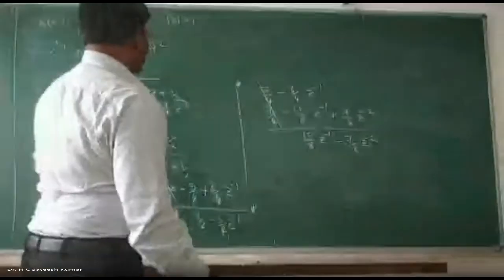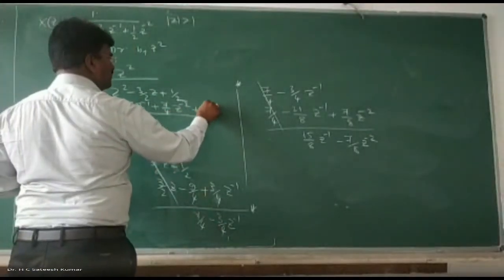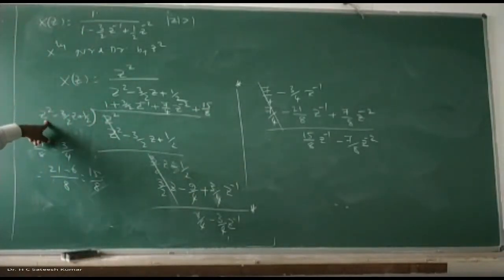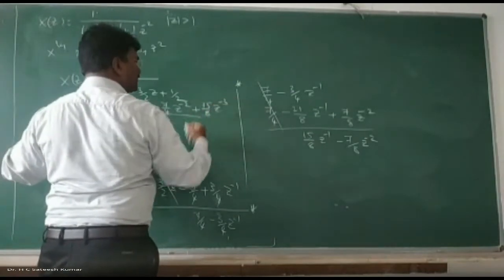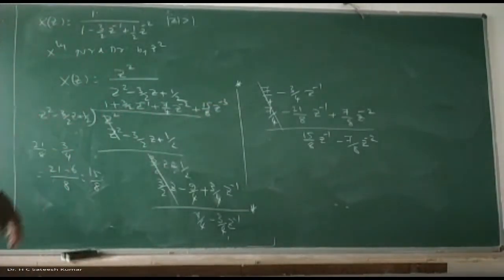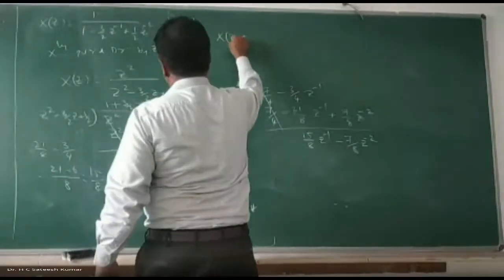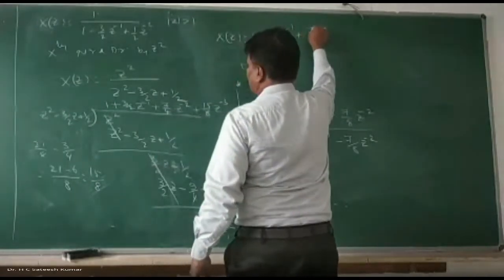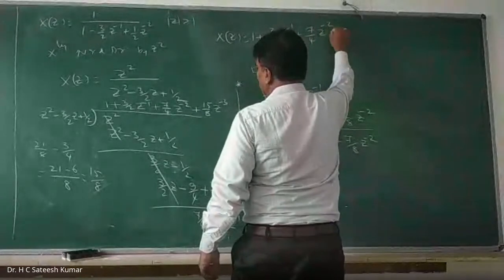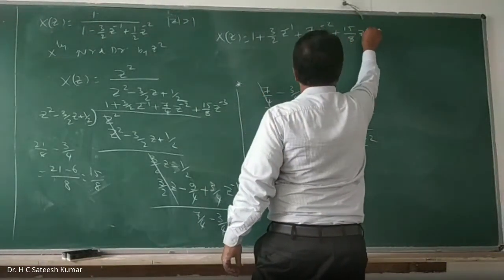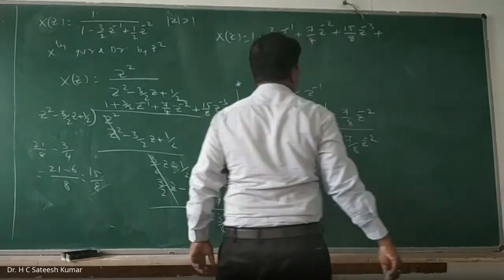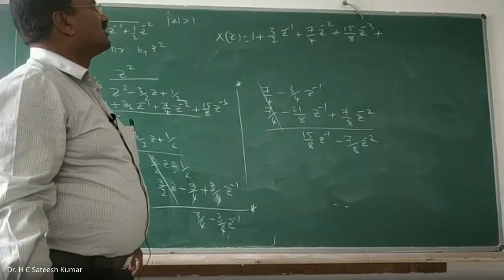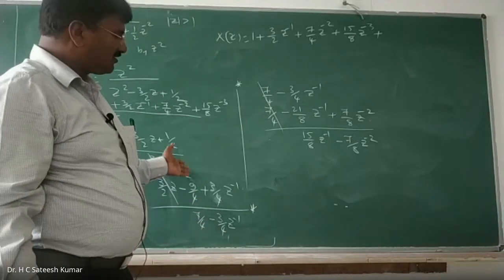If you want to get 15 by 8, what should I do? I should multiply by 15 by 8. If you want to get z to the power of minus 1, I have z square here. What should I do? I should multiply by z to the power of minus 3. Okay, if you are able to generalize it, you can generalize it. Therefore, X of z is equal to 1 plus 3 by 2 z to the power of minus 1 plus 7 by 4 z to the power of minus 2 plus 15 by 8 z to the power of minus 3 plus what? Okay, right. So now if you are able to generalize it, you generalize it. Otherwise, do it one more step.